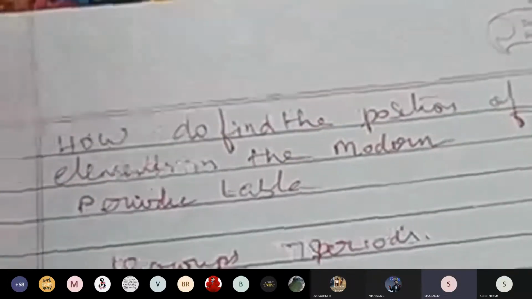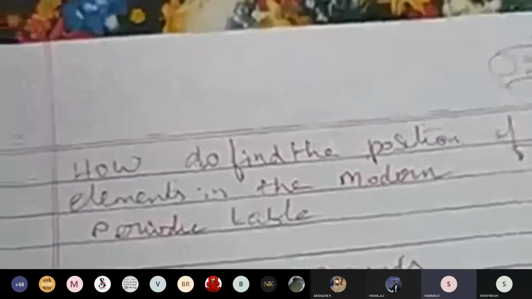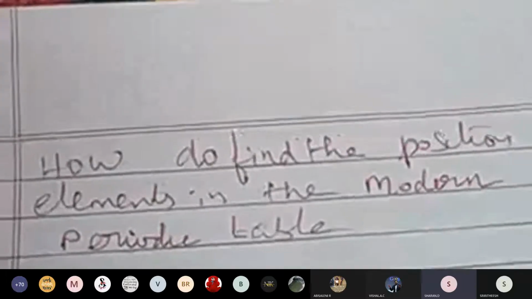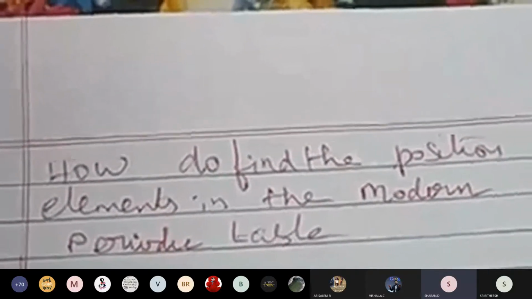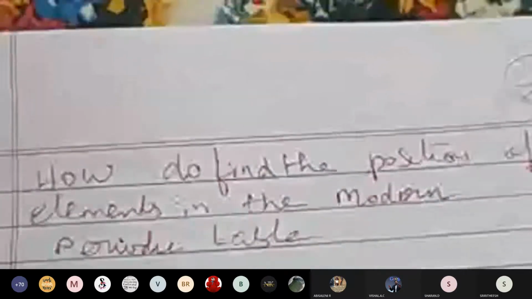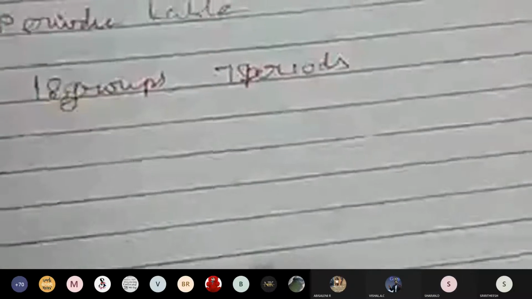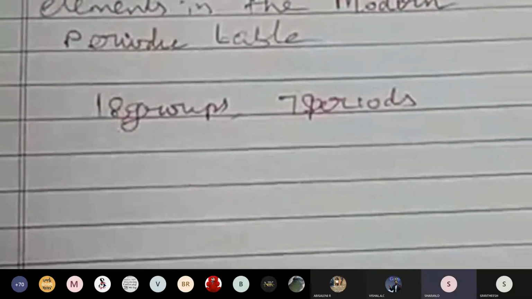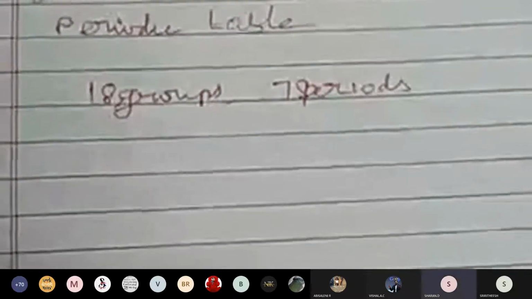Till now we are writing the electronic configuration as the outermost orbit contains, but the correct electronic configuration is assigned by S block, P block, and F block elements. That is the correct way of assigning the electronic configuration. Tomorrow I will teach how to divide the periodic table into S block, P block, D block, and F block elements, and how they are assigned in the periodic table.